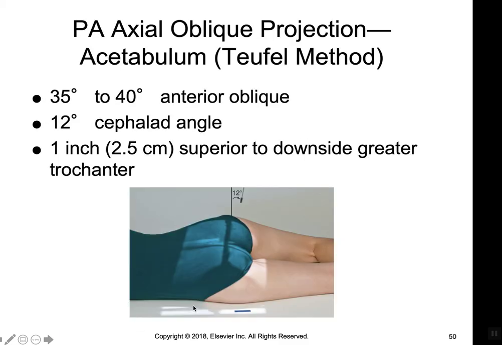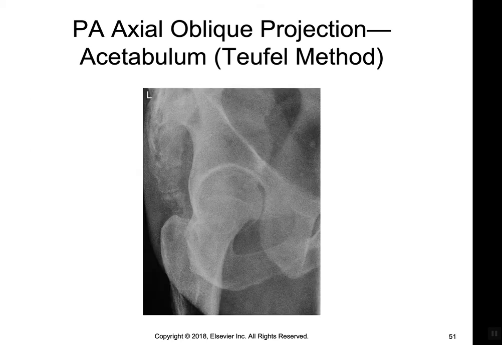You have your PA axial oblique projection of the acetabulum, the Teufel method, 35 to 40 degrees anterior oblique, 12 degrees cephalad angle, 1 inch superior to the downside greater trochanter. Here is how that looks. You're actually looking at this space right here.